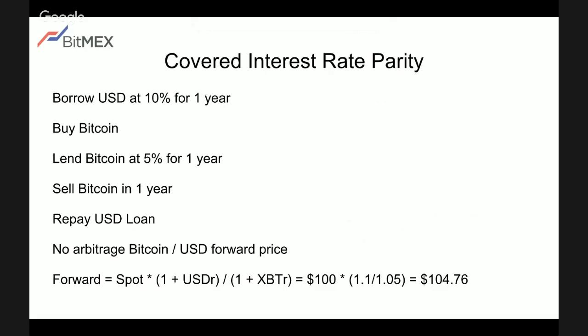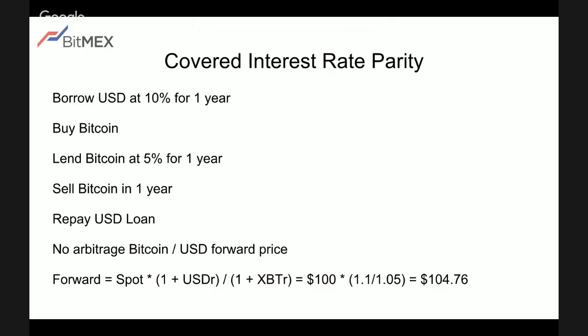Now, someone is willing to borrow that Bitcoin off of you at 5% for 1 year. You say, okay, I'll lend my Bitcoin out for 5% for 1 year. And in 1 year's time, you'll receive back the Bitcoin that you loaned out. You'll take that Bitcoin and you'll sell it for US dollars because you have to pay back your US dollar loan.